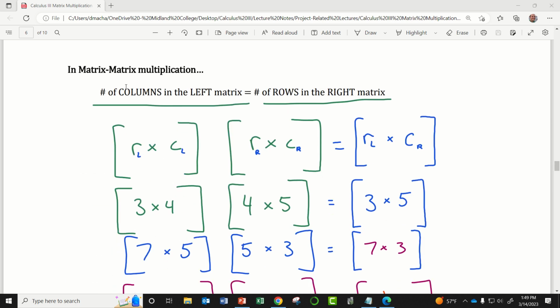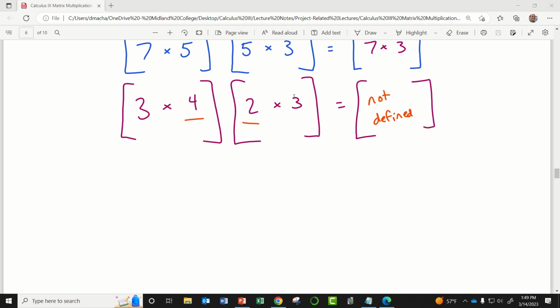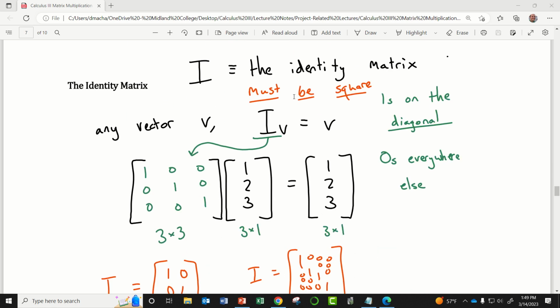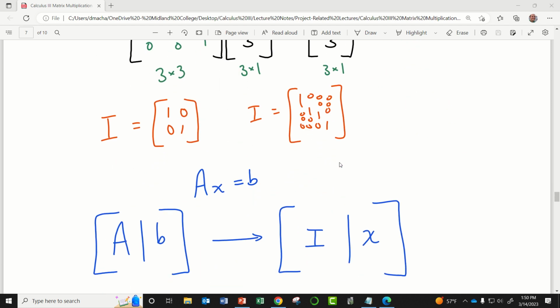In matrix multiplication, the number of columns in the left matrix has to be equal to the number of rows in the right matrix, otherwise it is not defined. We have a special kind of matrix called an identity matrix. The identity matrix must be a square matrix. It's the matrix with 1s on the diagonal and 0s above or below the diagonal. And the reason we call this the identity matrix is because if you multiply any vector times the identity matrix, you just get back out the same vector.